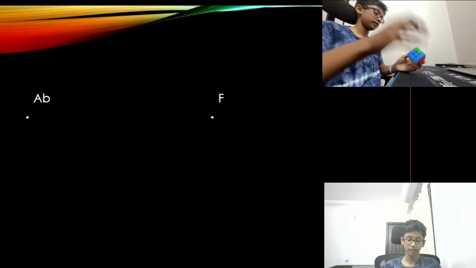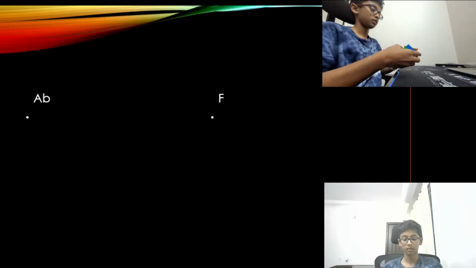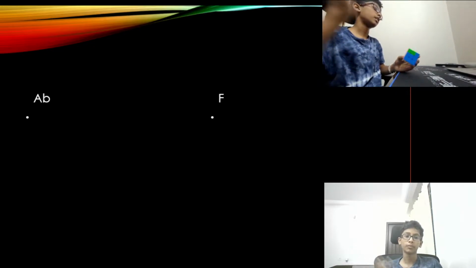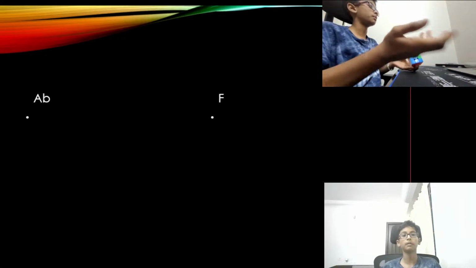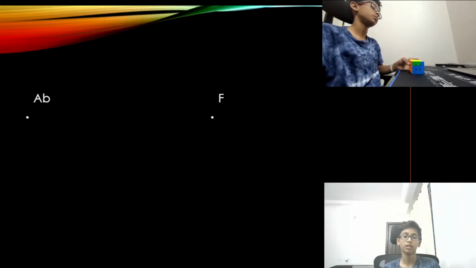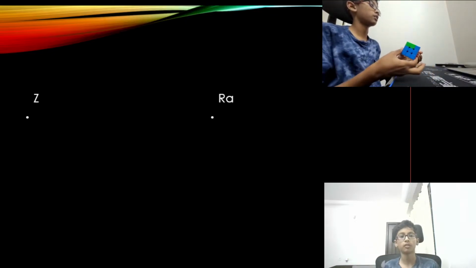Ab and F, both good perms, but I think the obvious winner here is Ab. F perm is a good perm and it can be very fast, but I think Ab has a slight upper hand here because it's kind of fast. Z and Ra. Z I think will win this one because it's very fast.